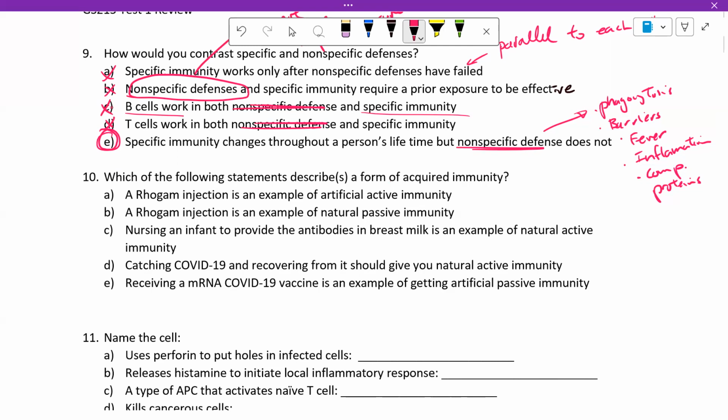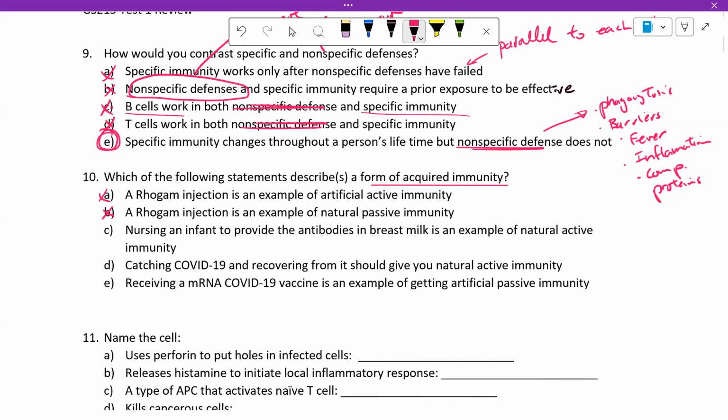We are looking for acquired immunity. A RhoGAM injection is an example of artificial active immunity. Actually, none of these is correct. RhoGAM is not injected to treat anything, right? It's not meant to create immunity. So this is in the wrong context. RhoGAM is to prevent sensitization, and that is it. So both A and B are not correct.